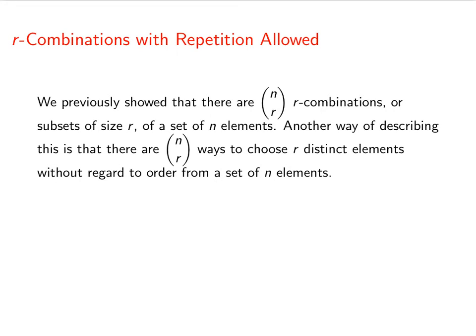So it's the order that distinguishes combinations from permutations. With a permutation, order matters. With a combination, order does not matter.